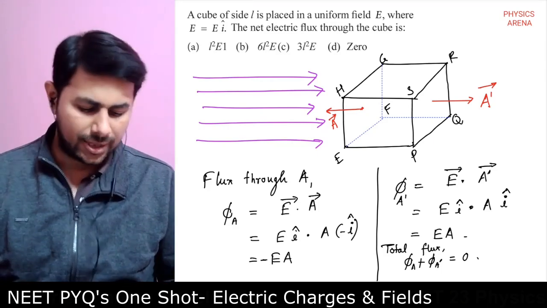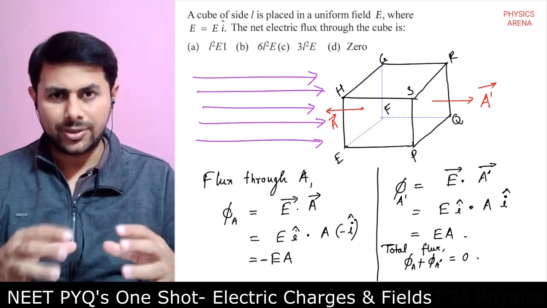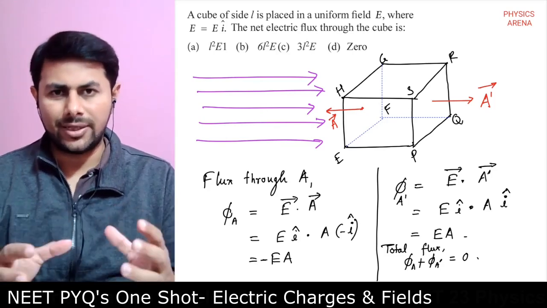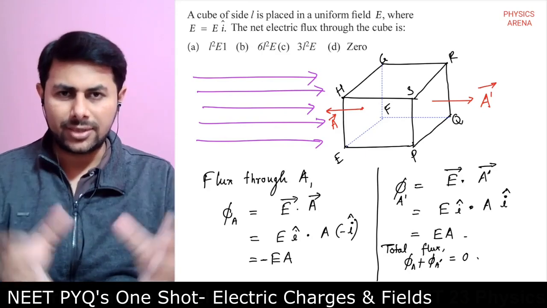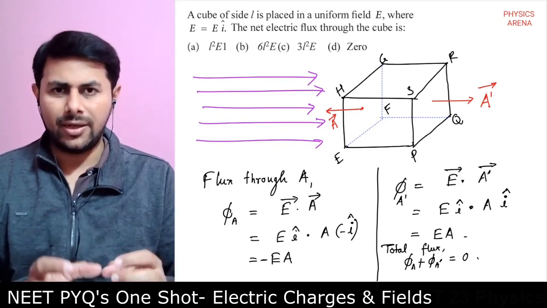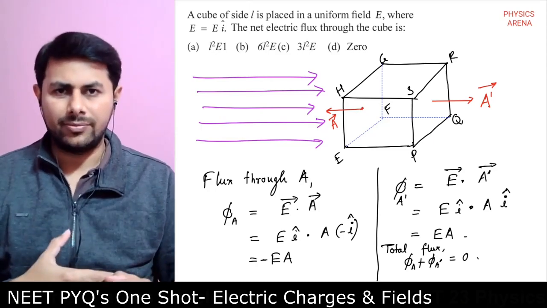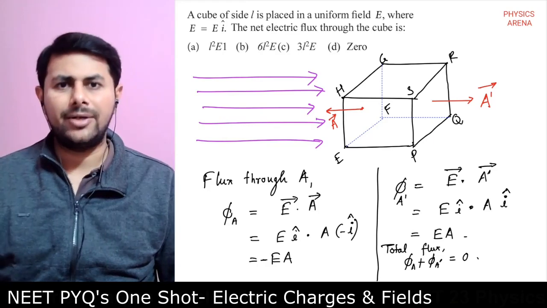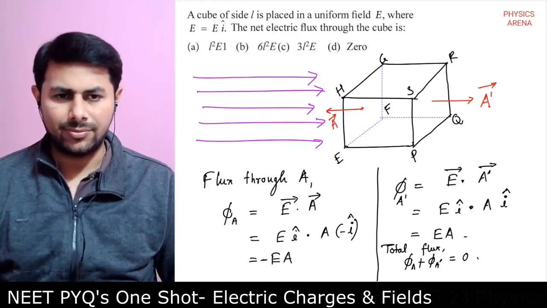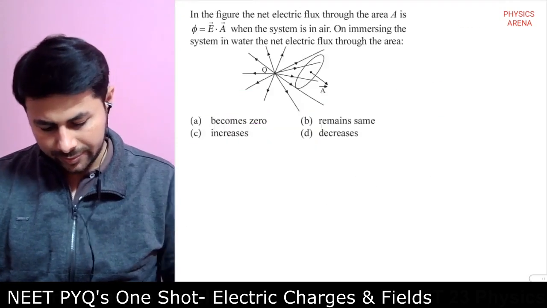So therefore, that positive and negative flux is equal to what? 0. If a closed surface does not enclose any charge, there is no charge inside the closed surface, then the flux through that surface due to the outer electric field, the electric field which is generated by charges outside of that surface, is always 0. Okay, so let's see the next question.